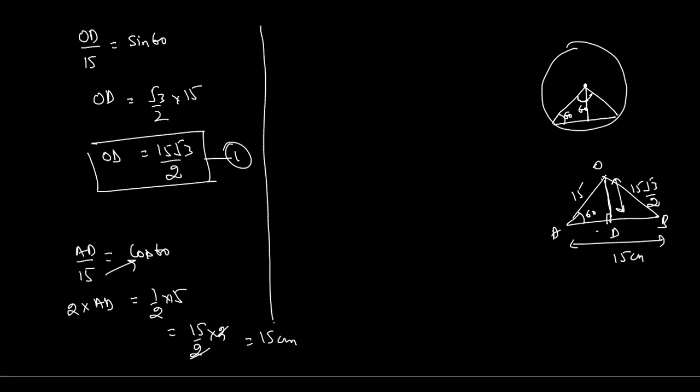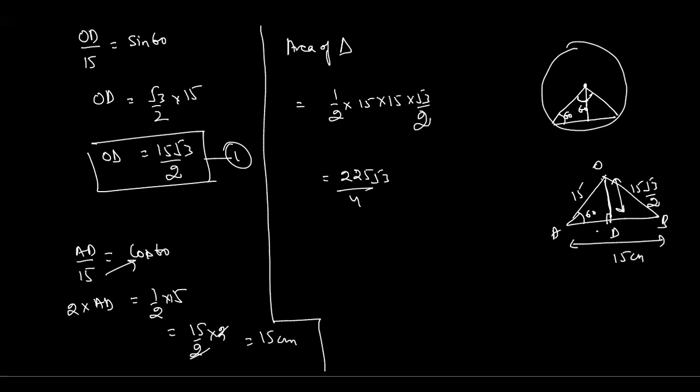What you need to do here is calculate the area of this triangle. So the area of this triangle will be equal to half into base, that is 15, into height, that is 15 root 3 by 2. So you can write here 225 root 3 upon 4. So actually this is our first equation.